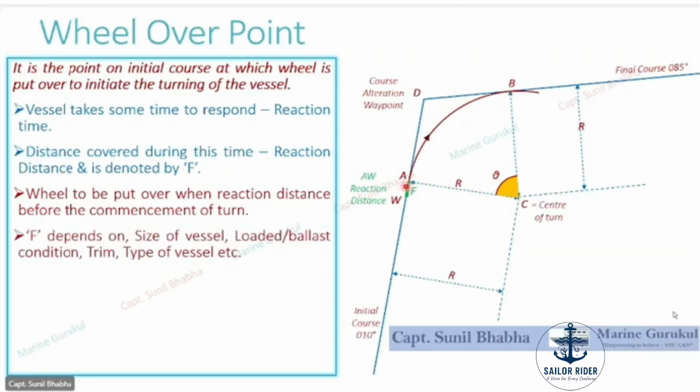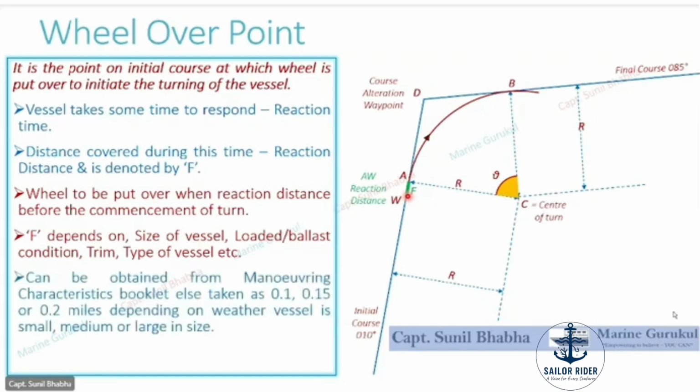Now, how do we find out or determine this reaction distance for the ship in a particular situation? This reaction distance depends upon various factors like the size of the ship, the loading conditions of the ship, whether the vessel is loaded or in ballast. It also depends upon the trim of the ship, the type of the ship, block coefficient, the size of the rudder angle given, all these different parameters.